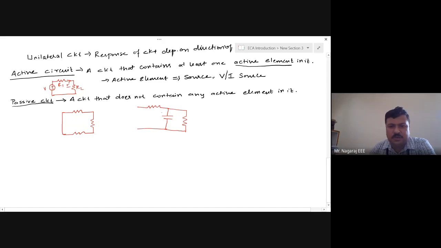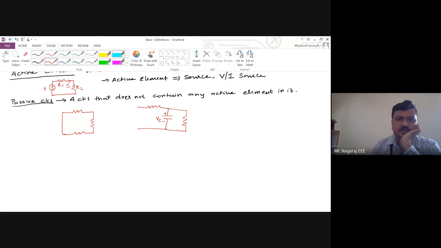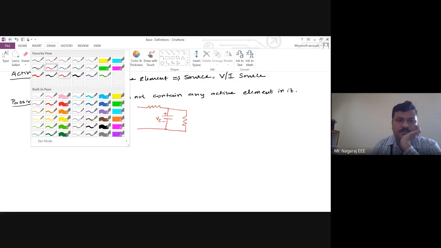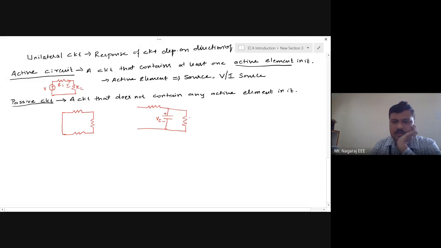Okay, now let me assume this capacitor is charged initially to a voltage value Vc, and there is a resistor, the load resistor RL. Now this will form a closed path. There is every possibility that this capacitor can discharge through this RL to ground.